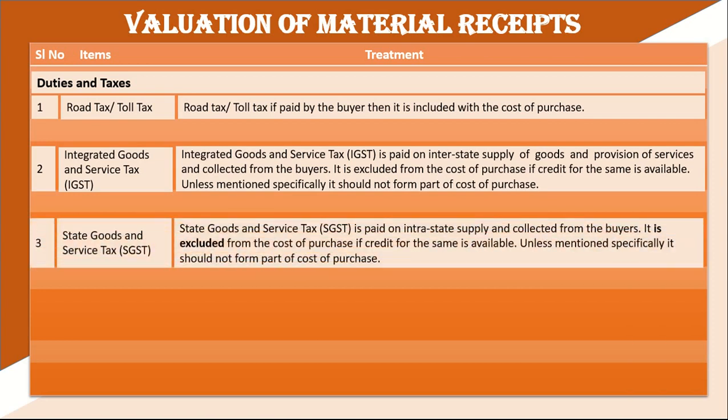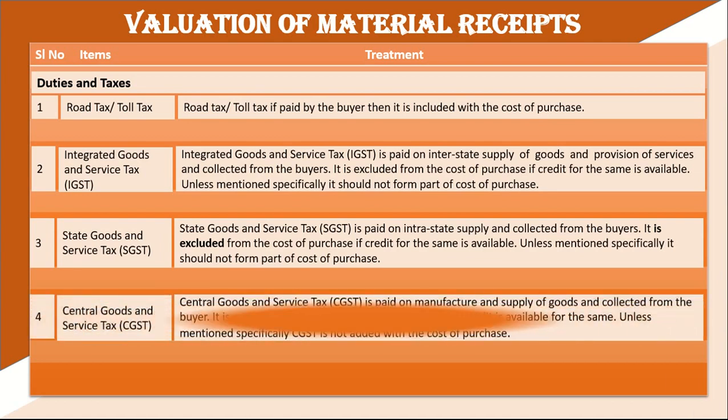State goods and service tax, SGST. SGST is paid on intrastate supply and collected from the buyers. It is excluded from the cost of purchase if credit for the same is available. Unless mentioned specifically, it should not form part of cost of purchase. Central goods and service tax, CGST. CGST is paid on manufacture and supply of goods and collected from the buyer. It is excluded from the cost of purchase if the input credit is available for the same. Unless mentioned specifically, CGST is not added with the cost of purchase.